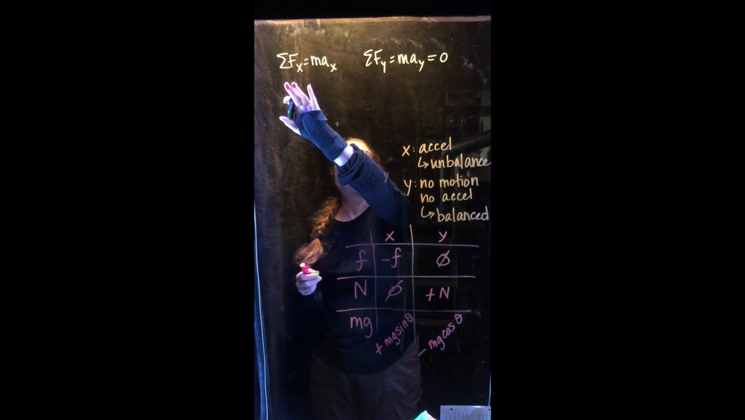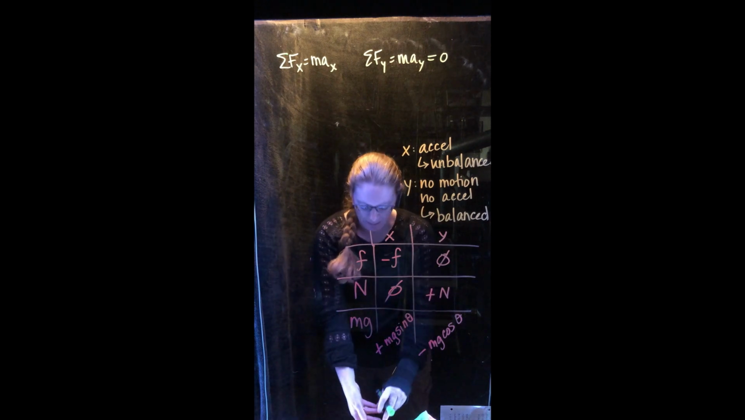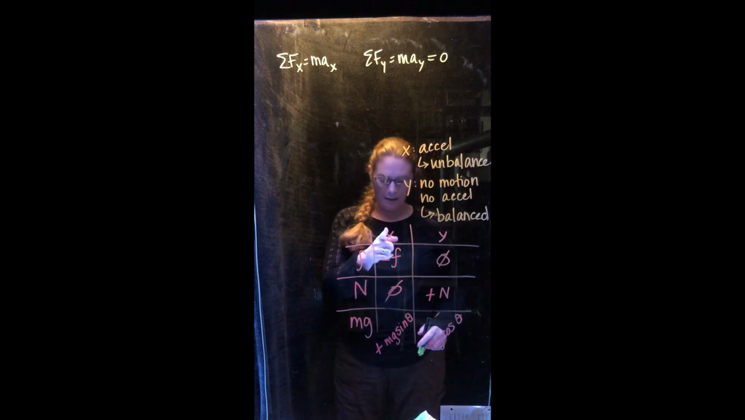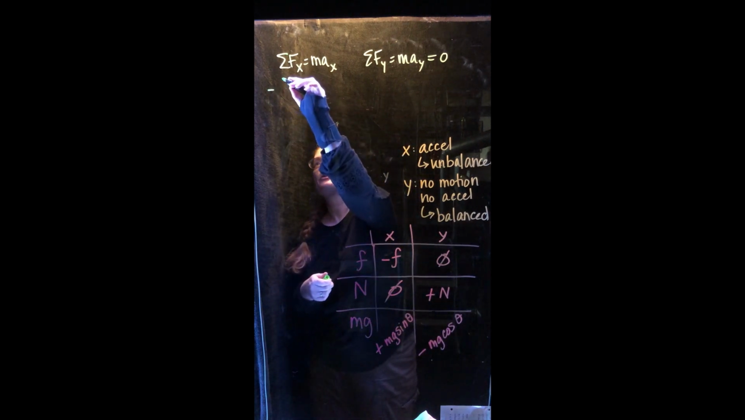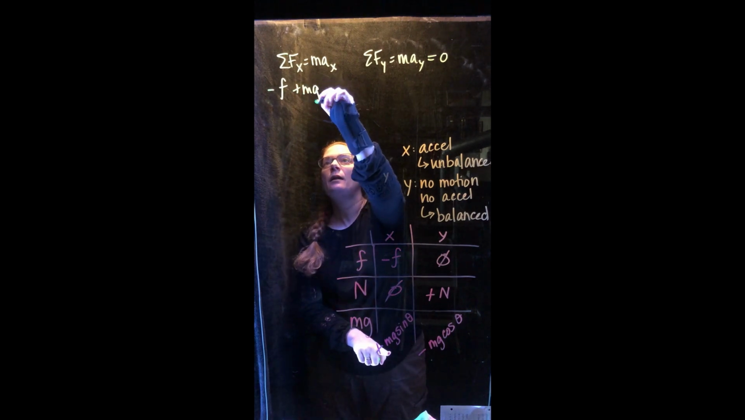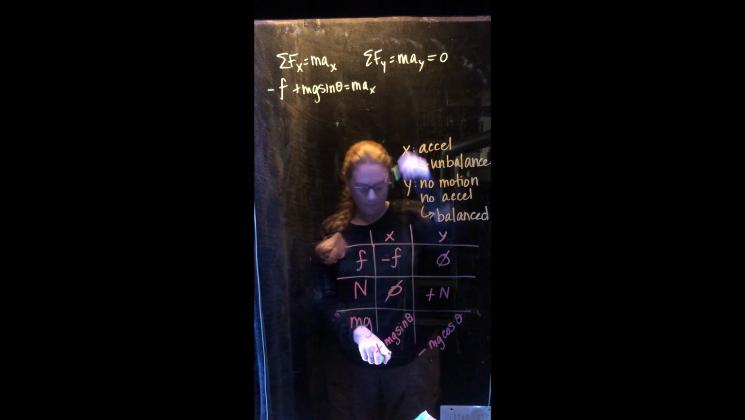So add up all the forces in the x direction. That's what Newton's second law is saying. Add the forces in the x direction. So I'm going to take this table and just run straight down and add up all those forces. Negative friction plus mg sine theta equals mass times acceleration in the x direction.